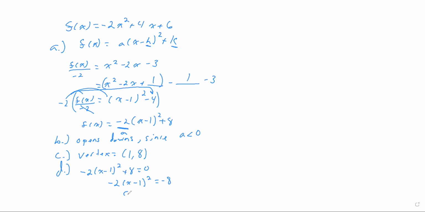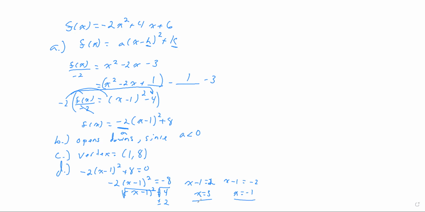All right, now I'll divide by -2. That gives 4, and then I'll take the square root of that. Don't forget the plus or minus. So I get x minus 1 equals 2 and x minus 1 equals -2, because again, this is plus or minus 2. So I'm going to set x minus 1 equal to each of these. I add 1 to 2, and I get x equals 3. I add 1 to -2, and I get x equals -1. So those are my x-intercepts.